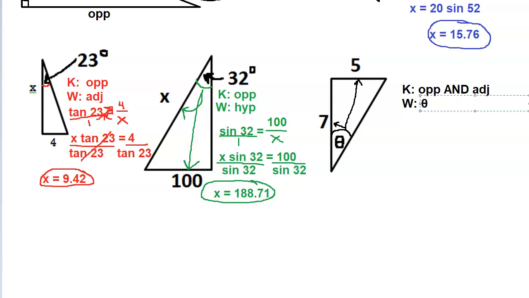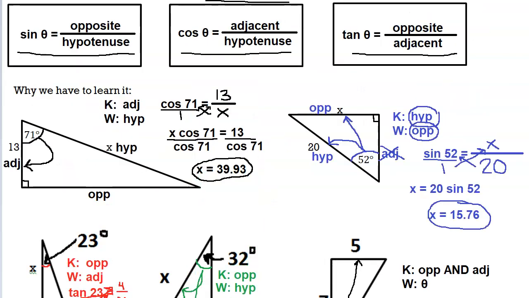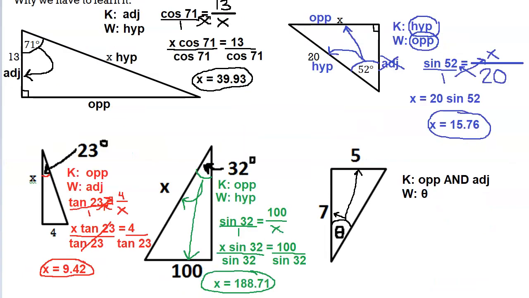That weird theta symbol is back. They never gave us the angle, but they gave us two sides. Well, according to our rules, opposite and adjacent both come together in tangent. Okay, so we've got tangent of theta equals, the opposite is 5, the adjacent is 7. So how do you go backwards? If you're given two sides, how do you go backwards to find the missing angle?